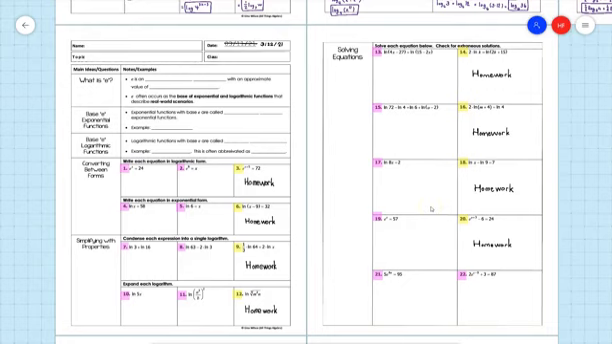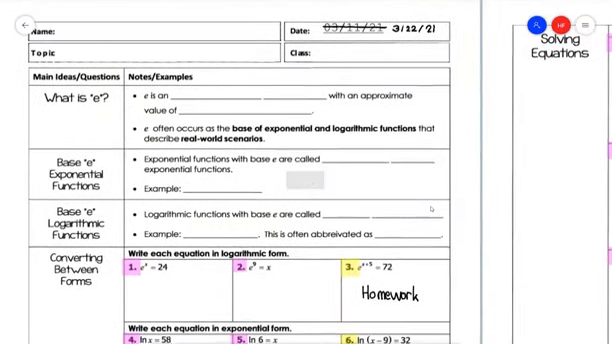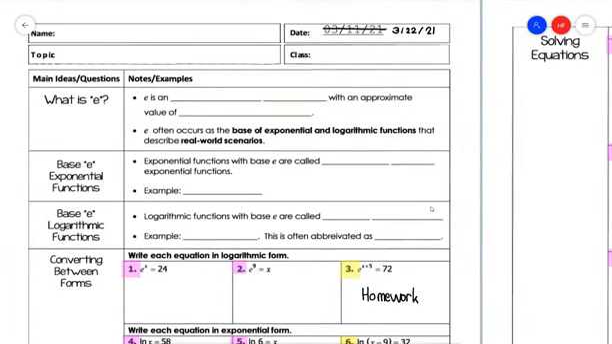Hey guys, so today we're going to be talking about what a natural log is. And so in order to talk about a natural log, we need to talk about e. So e is a mathematical constant. So e is not a variable. It is a constant, so it has some value to it.